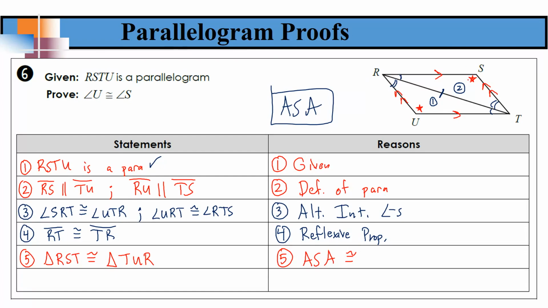Finally, if I have proven that these two triangles are congruent, you will notice that angle U and angle S are corresponding, right? Angle S and angle U, for me, both fall in the middle. So statement 6, we can say that angle U is congruent to angle S simply because corresponding parts of congruent triangles are congruent, or CPCTC.